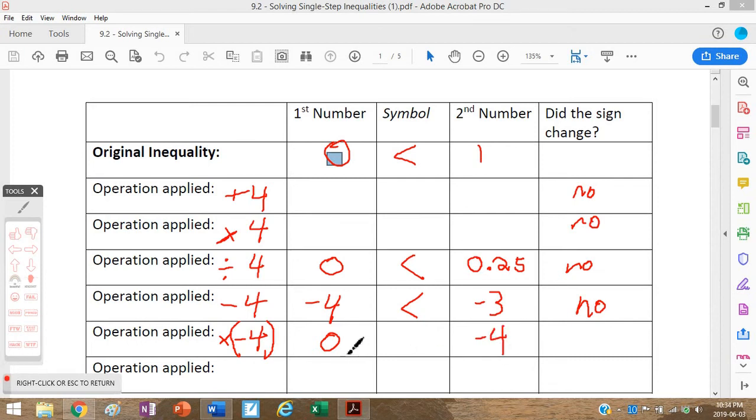So multiply by negative 4. I'm putting the negative 4 in brackets so it doesn't look like I'm trying to subtract 4. It's multiplying by negative 4. So 0 times negative 4, that's still 0. 1 times negative 4, oh, this could be interesting. Guess what? 0 is bigger than negative 4. The sign changed. Yes.